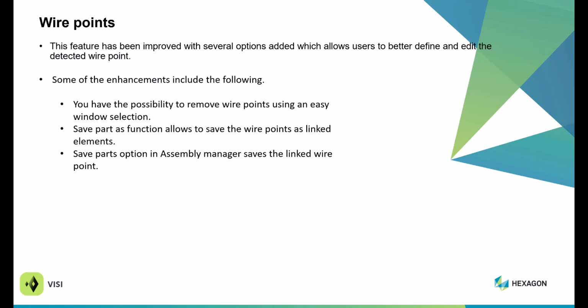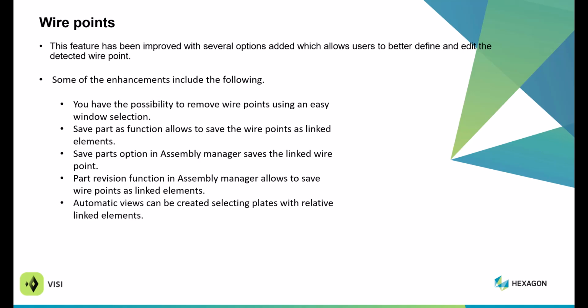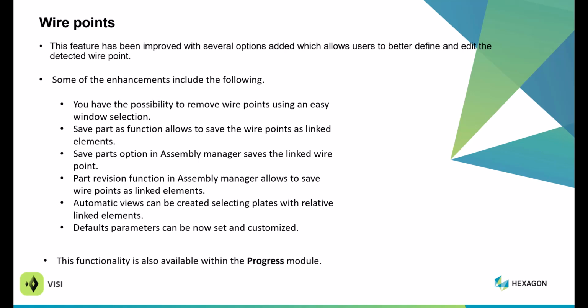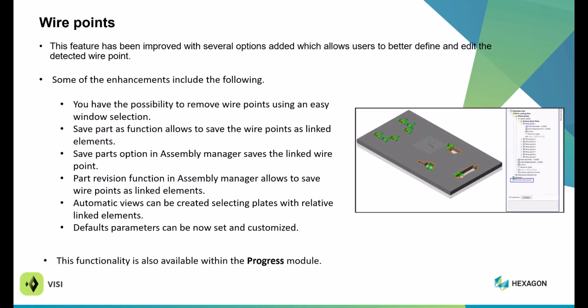You have a save part as option for Assembly Manager to save linked wire points. You have a part revision function within the Assembly Manager to allow you to save the wire points as linked items. You have an automatic view that can create selected plates with relative linked elements. You can default the parameters that have been customized. And this function is also available in the Progress module.